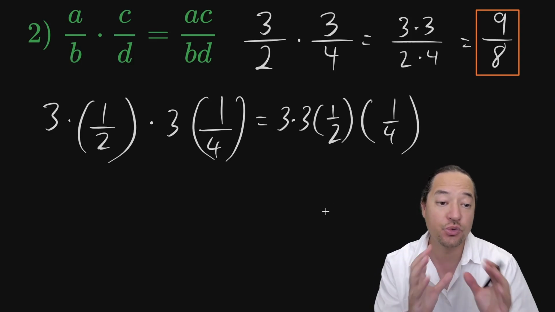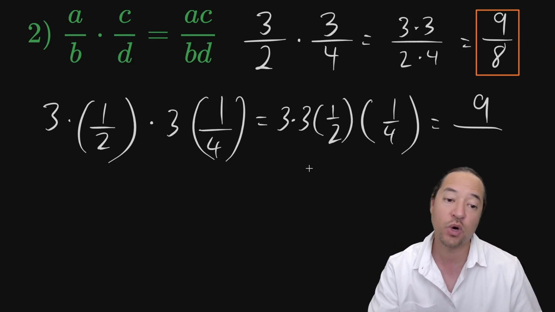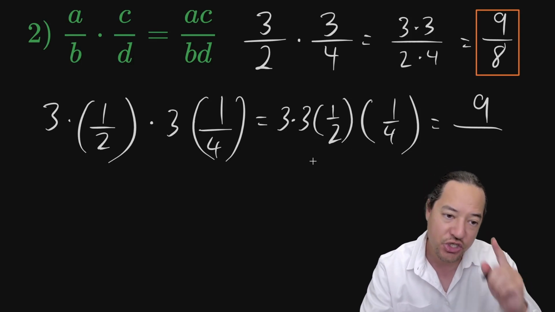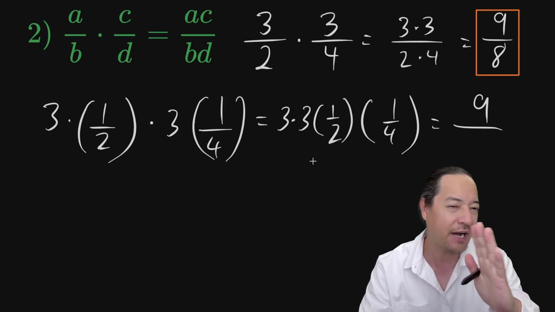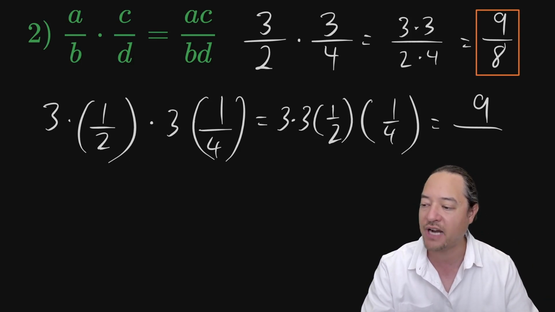And now I can do this multiplication. So 3 times 3 is going to be 9. And 1 half times 1/4, what's that going to be? Well, that should be 1 over 8, okay? But how do we know that's 1 over 8? Can we think about that? Yeah, let's think about this graphically, okay?